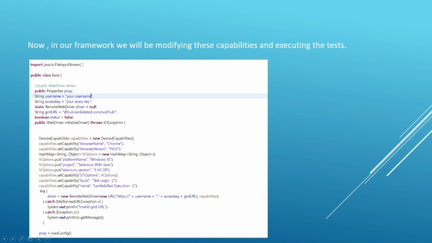So here, as you can see, we have pasted the desired capabilities that we have generated with the help of capability generator, like username, access key, the grid URL. So here we are using remote web driver instead of web driver.